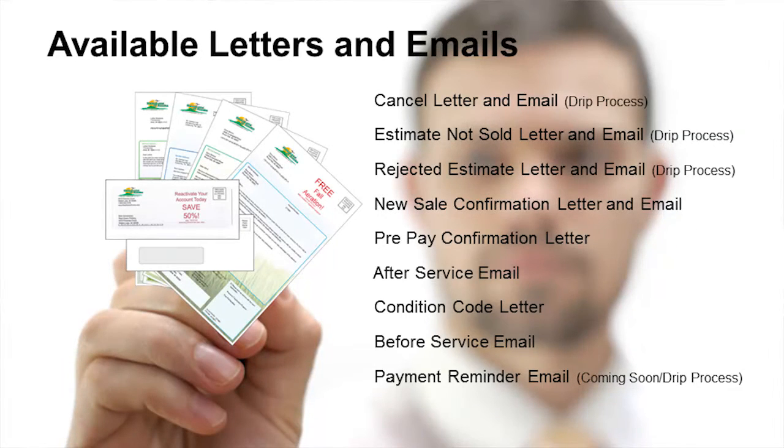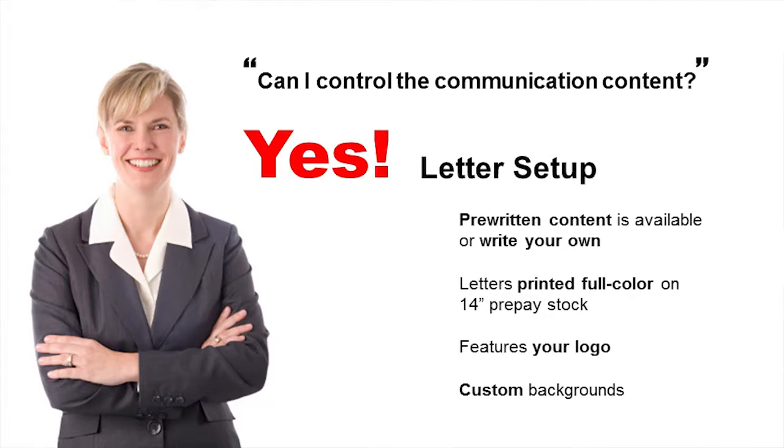We do have a drip process for our cancels, our estimate follow-ups, and our estimate rejected, which is three additional emails at different time intervals. The before service email, after service email, and payment reminder is an email only. The letters that we send for you consist of first class mail, open faced envelope, legal sized paper with a perforated bottom so that they can send back payment with a return envelope.